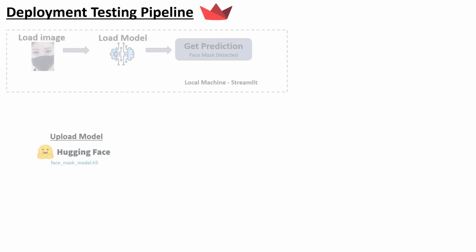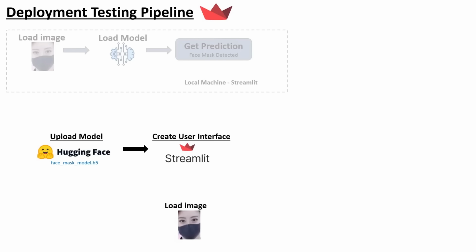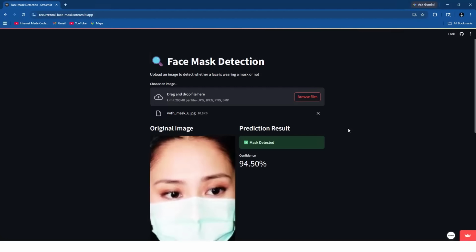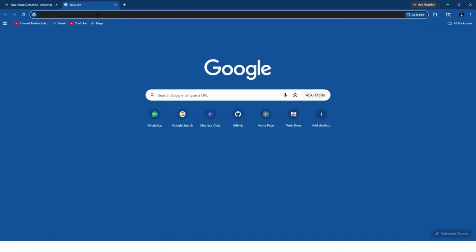The entire operation will be performed locally, but we have to deploy on a live server. To make the server deployment, we first have to upload our model to Hugging Face, because the size of the model is a little bit big. Then we'll create a user interface with Streamlit, and we'll upload the image that will be passed into the Streamlit user interface. After that, we'll upload the entire code base with the requirements.txt file to GitHub. And after that, we'll do the deployment on streamlit.io, which you can also see in these images. Let me show you again. That is the deployment on a streamlit.app. You can easily search for it on streamlit.io.